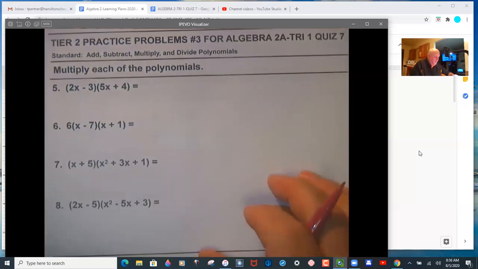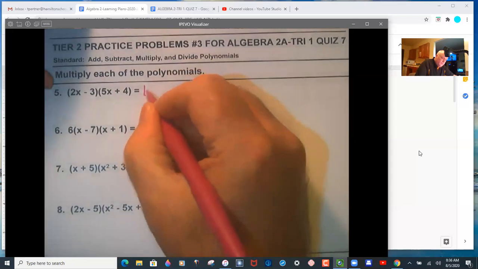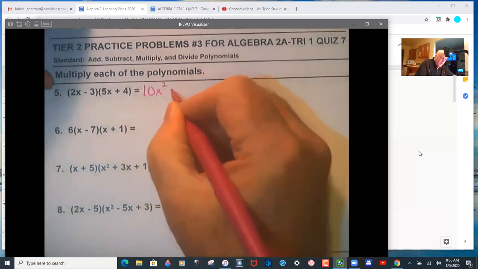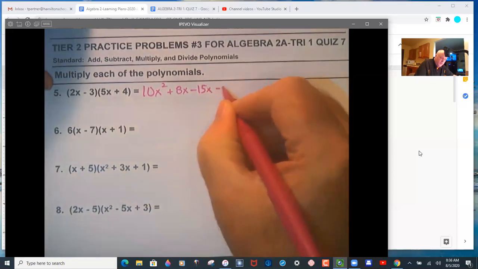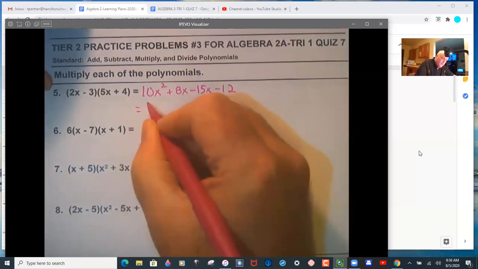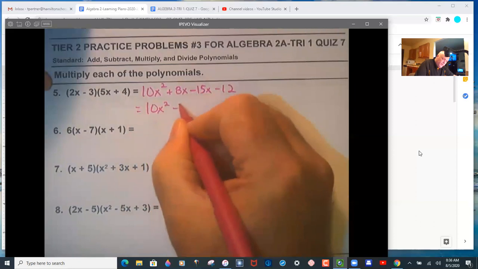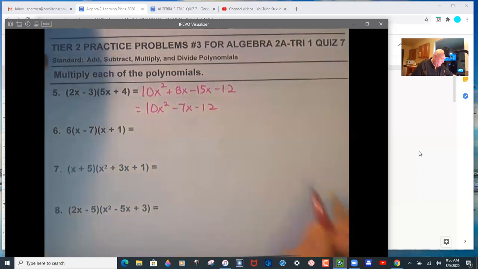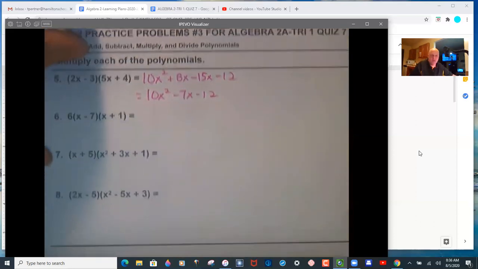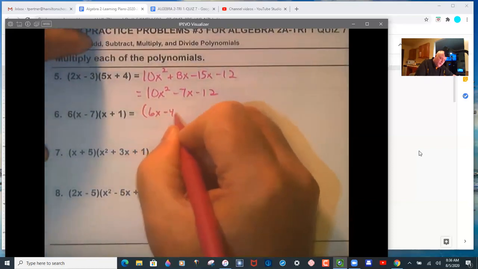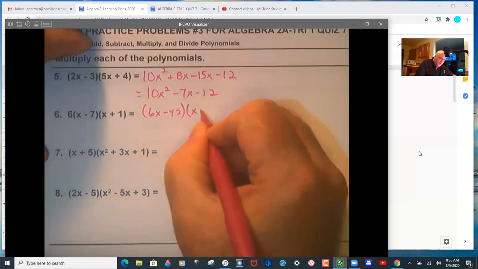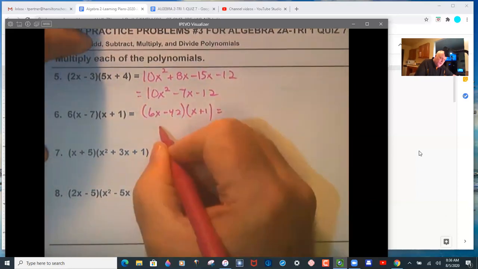Multiplying, most of you get this very well. 10x squared, outer 2, 8x, inner 2, 15x, last 2 minus 12. And then combine like terms, so minus 7x minus 12. So I can go a little faster on this section, I think we'll be fine. You can multiply the 6 through the first. That's probably the easiest thing to do there.